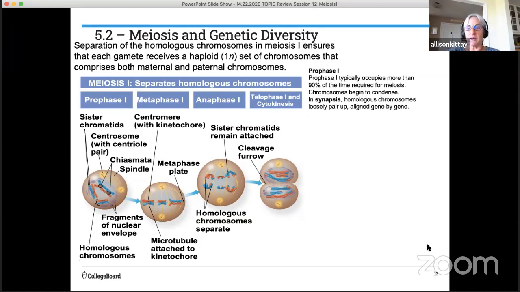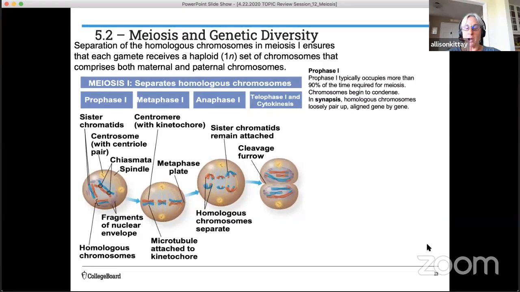So it's typically the longest stage. It takes up about 90% of the time required for meiosis. And just like in mitosis, the chromosomes do begin to condense. However, these homologous chromosomes, one set from mom, one set from dad, right? We've got the maternal and the paternal homologous chromosome pairs.